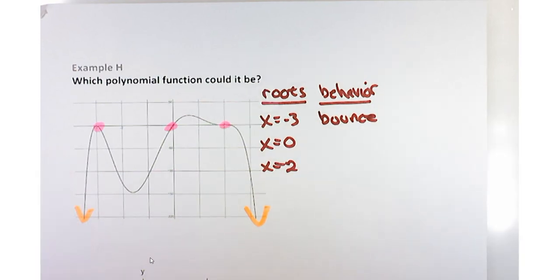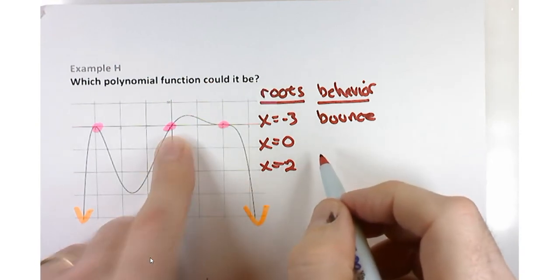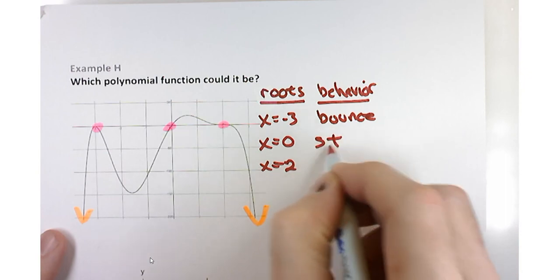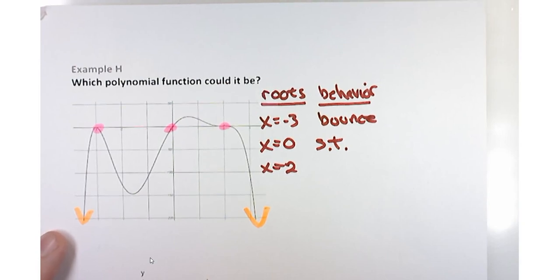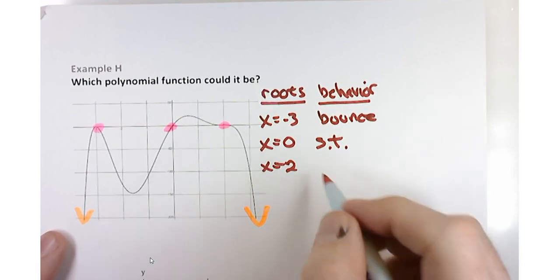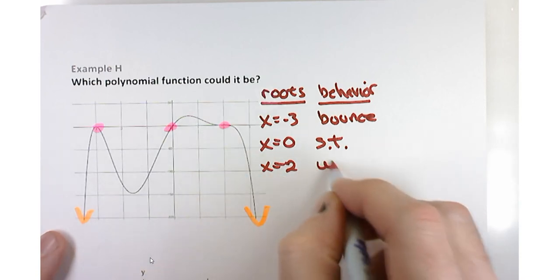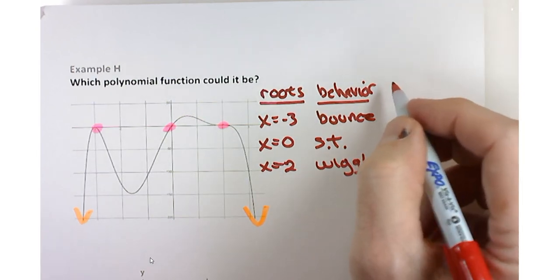All right, so Dalen with a D. What happens at x equals 0? What kind of behavior is that? Right. All right, so straight through, perfect. And let's see. Angel, how about x equals 2? What do you think is happening here? Good, so that's a wiggle. Now let's see if we can't come up with some multiplicity.